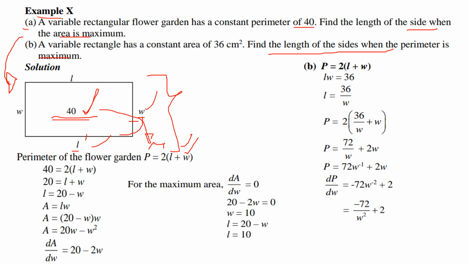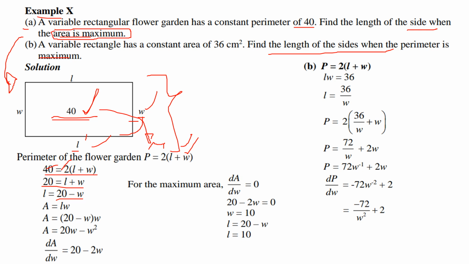So we shall end up with 40 being equal to 2 twice into length plus width. So you divide through by 2, and then you end up with 20 being equal to length plus width. And then you make length the subject, and you're going to end up with L being equal to 20 minus W. And then since they talked about area being maximum in the question, that means that you're supposed to differentiate area.